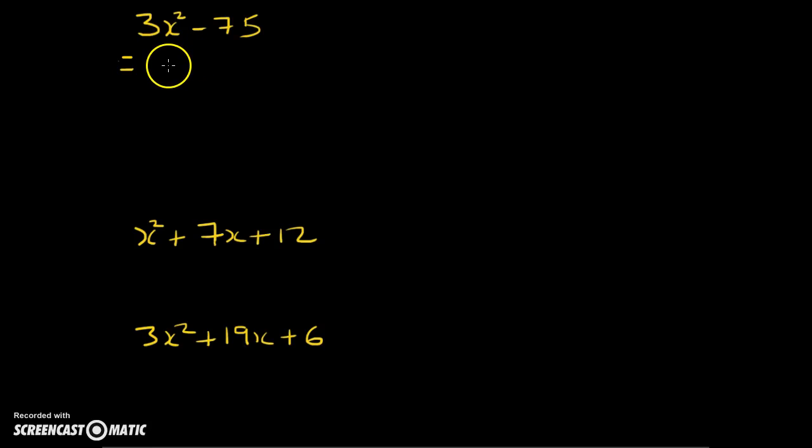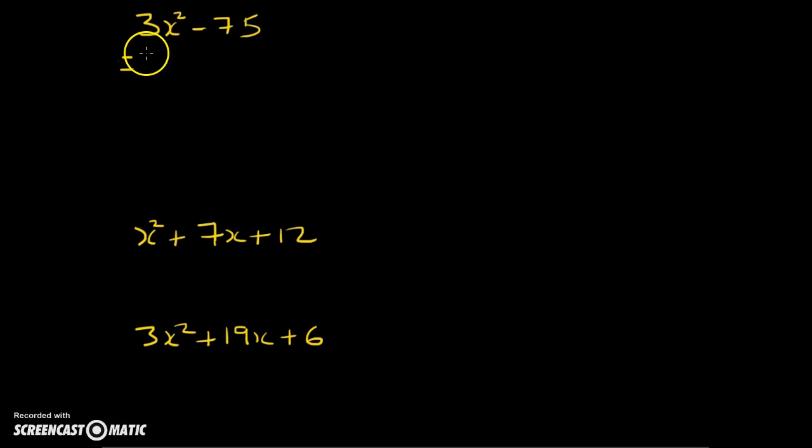Hello, today we're going to look at factorising and coming up with a system for factorising. So I'm going to take you through these three examples and then we'll hopefully come up with a foolproof system for factorising. So first example, 3x squared subtract 75.